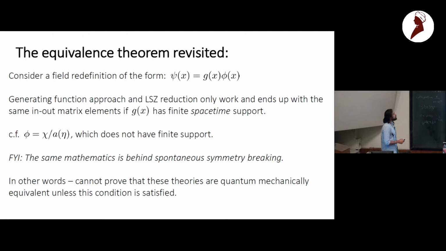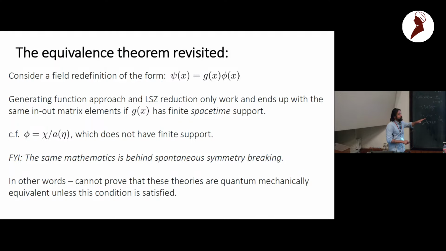So consider a field redefinition of this form. It is an extended canonical transformation, scale dependent. Now the standard proofs, i.e. by the generating function or the LSZ reduction formula, only work when this function has finite space-time support. This does not have finite space-time support, right? There's a Fourier integral.